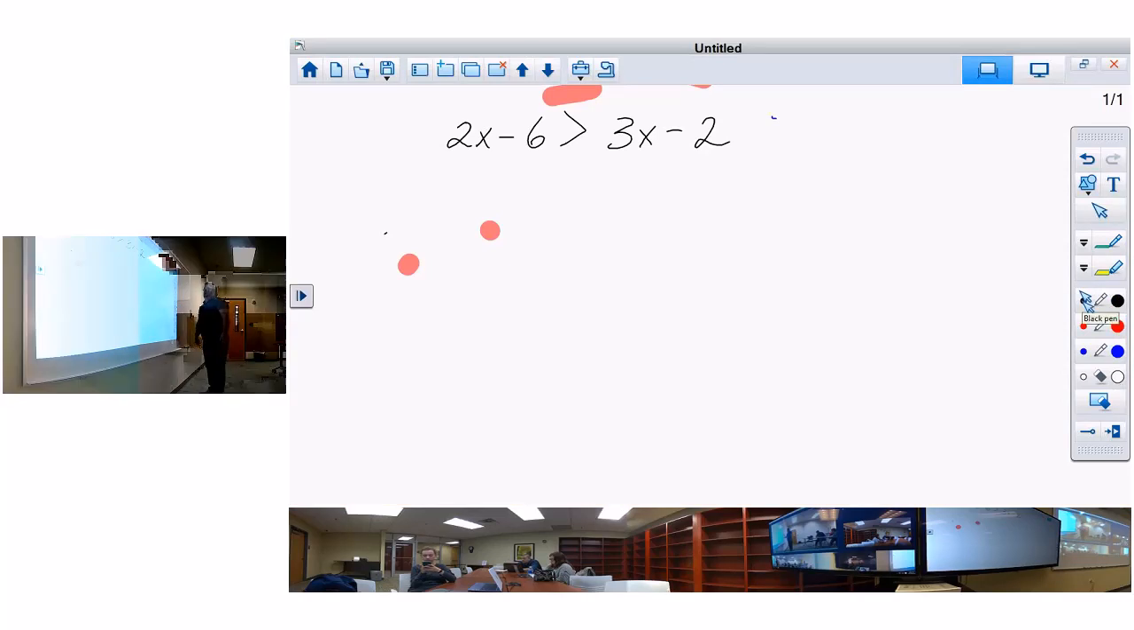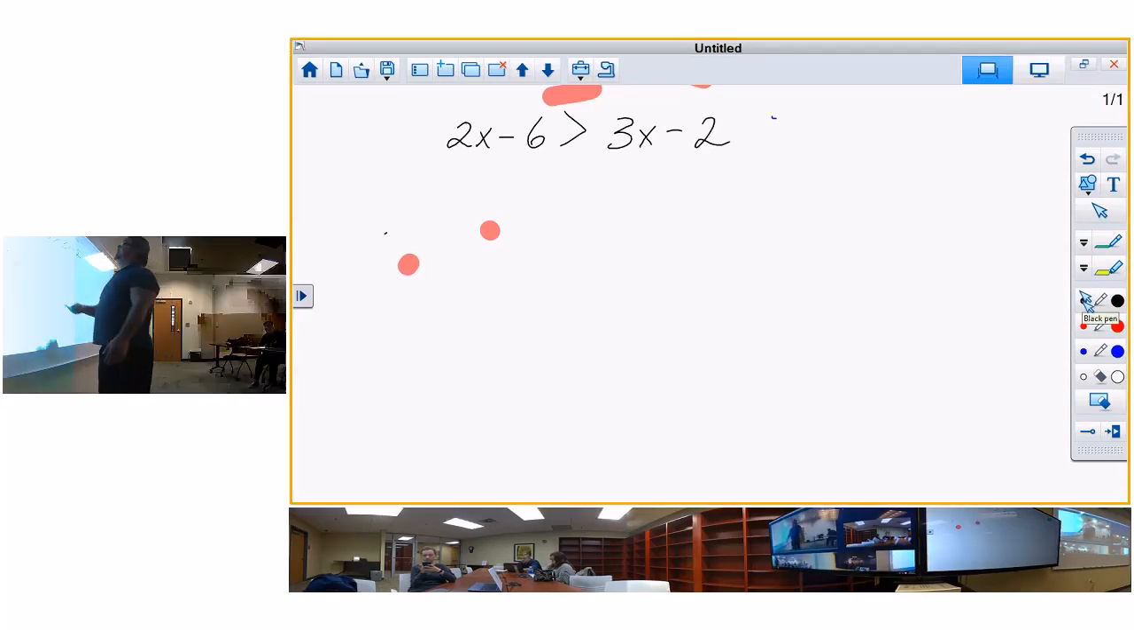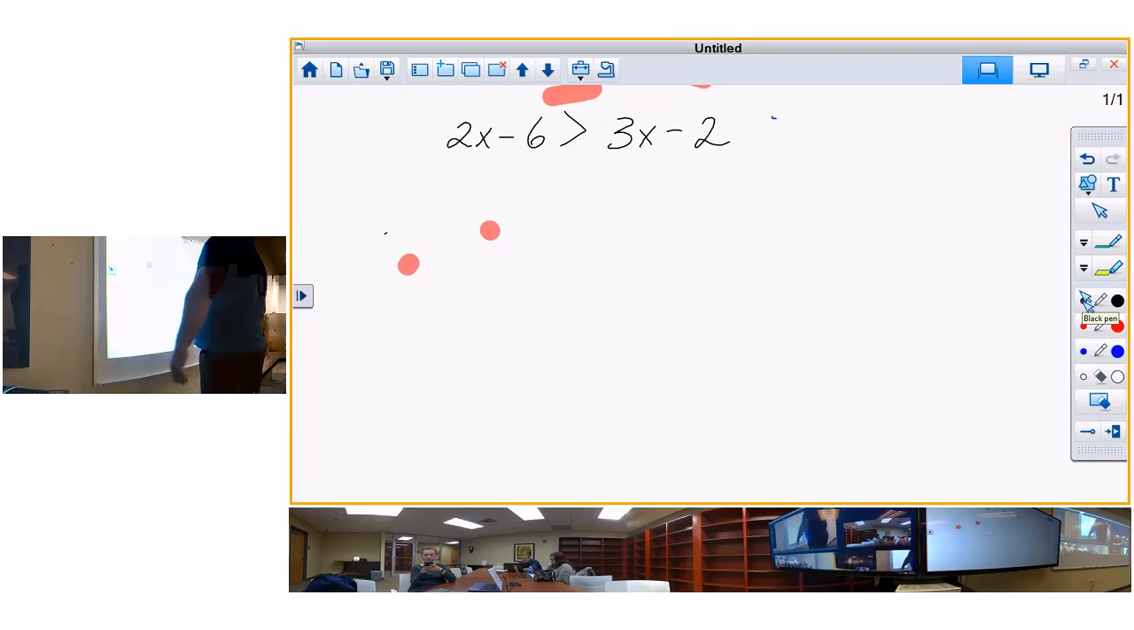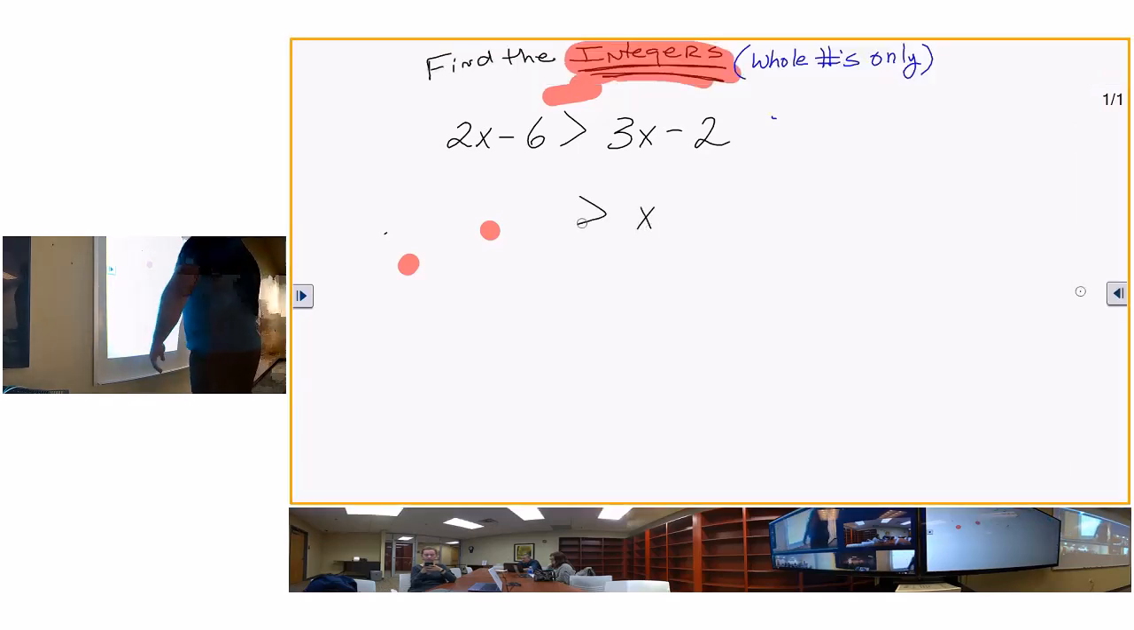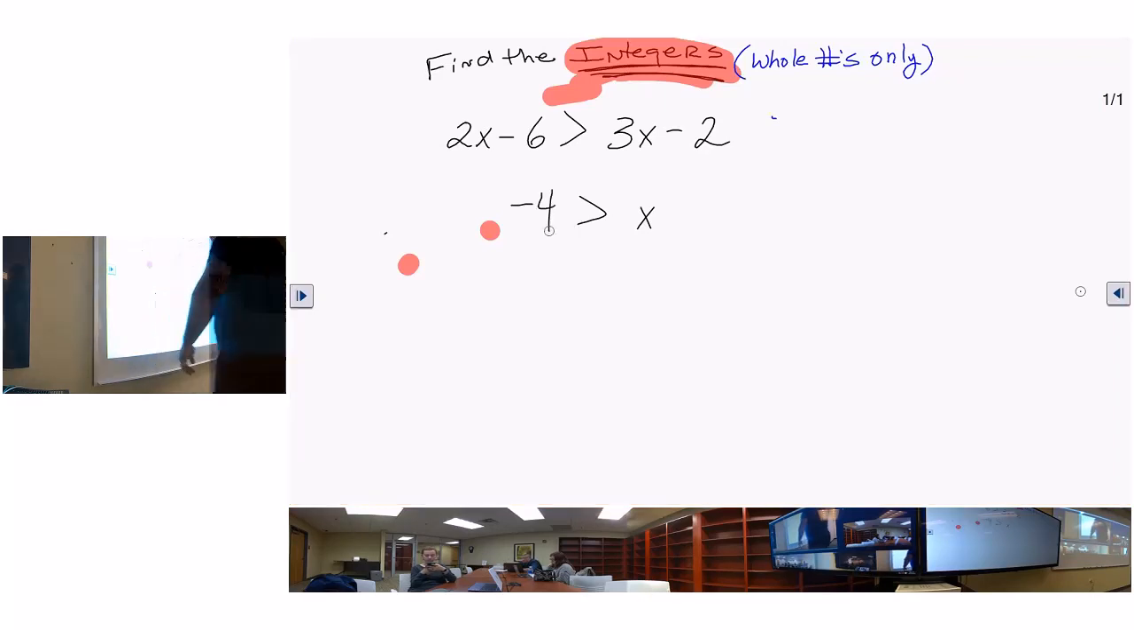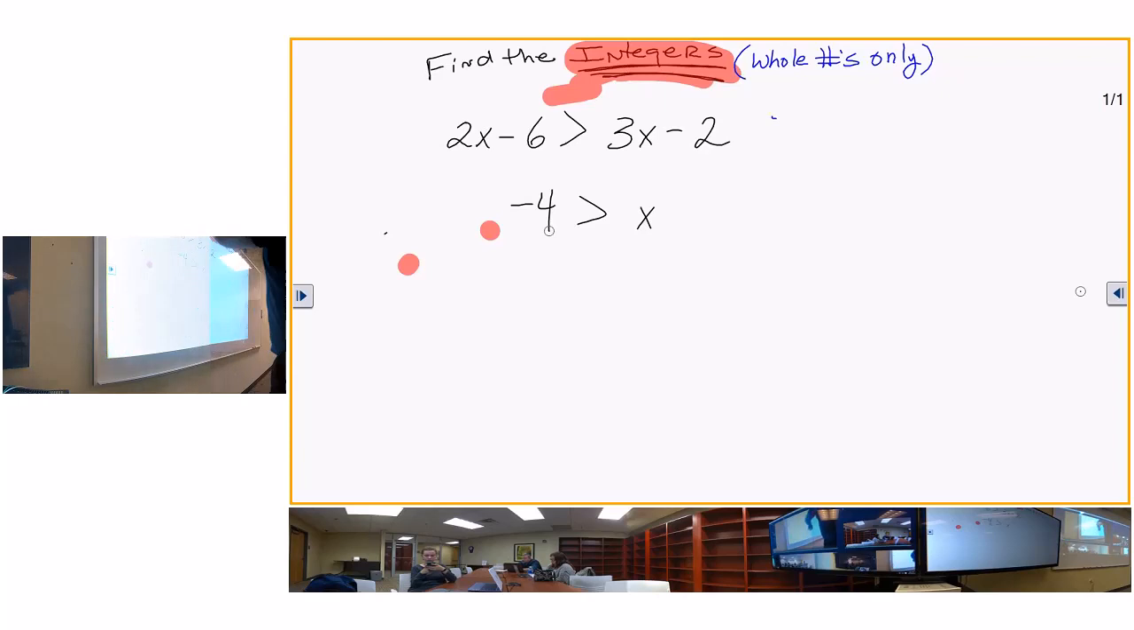So that means we've got to shade differently. I'm going to do the problem just like I did before. And we get what? X is less than, what was it? -4? Okay, so that stays the same. The solution set stays the same.